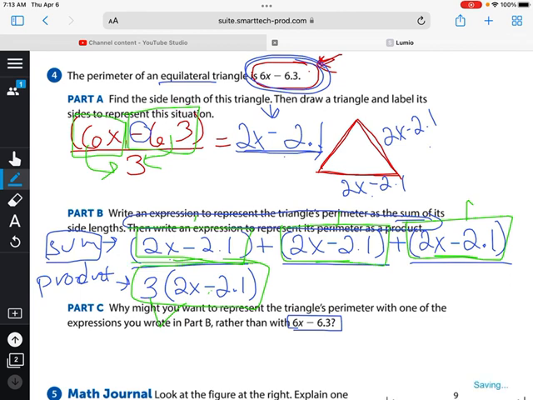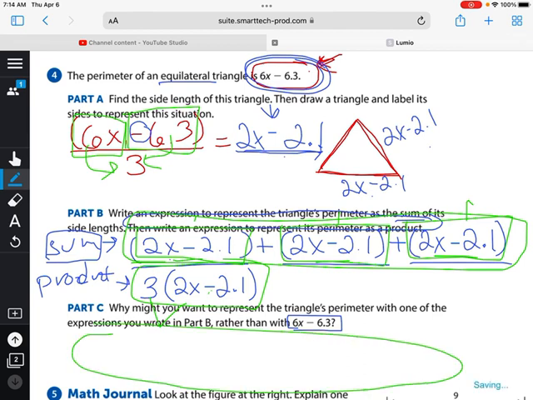So this expression up here actually gives me the most information. It tells me I have 3 of these sides, and if I add them together, I get a total, and they're all the same, and they're all 2x minus 2.1. And so we need to put that into words down here as to why you would rather have one versus the other.